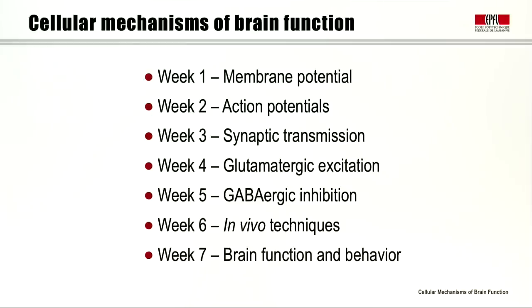We'll begin in weeks 1 to 3 with studying the basic principles of how neurons and synapses work. In weeks 4 and 5, we'll think about how neurons are wired into networks of excitatory and inhibitory neurons. And finally, in weeks 6 and 7, we'll consider how to study neuronal network function in behaving animals and how we can now begin to causally link brain function and behavior.